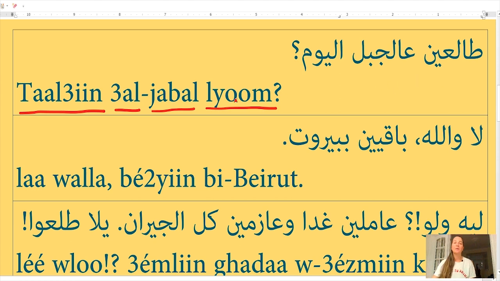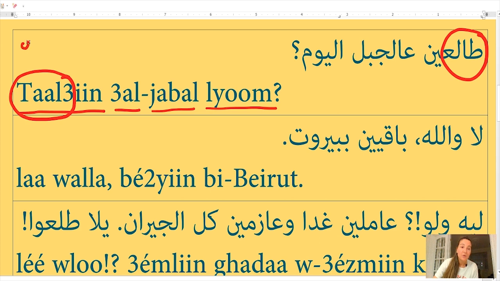Let's break it down. طالع, طالع. In Arabic, I translated it as you're going up. But it literally means goer up. It means the person who goes up. And this is what we call a participle. In Arabic, we use participles, which means the person who does the action. In this case, the person who goes up or the goer up.